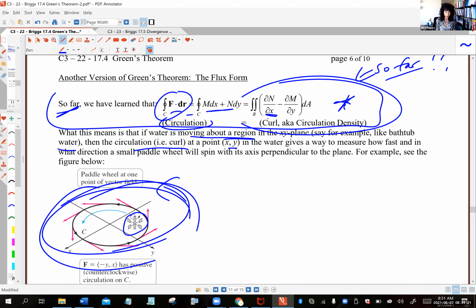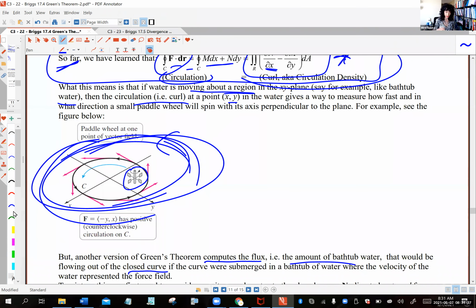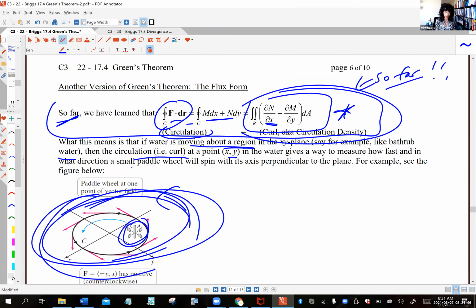So if you have a line integral and it's a closed curve in a simply connected region, go ahead and convert it to a double integral where the integrand is dN/dx minus dM/dy. And the relevance of it is if you had your bathtub or your jacuzzi and you put a little paddle wheel in there with little vertical paddles, it would spin or not spin. And the direction it would spin would be given by the value of the integral that you do here.